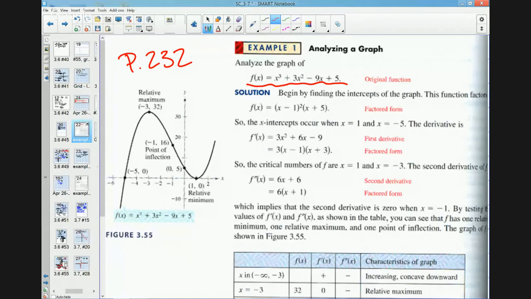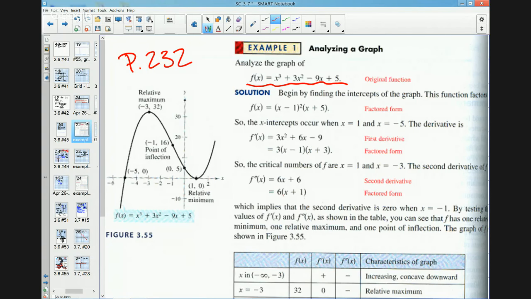How about domain? Is there anything x can't be in that function? And hopefully you see there's no restriction, right? We don't have any denominators, we don't have any square roots, we don't have any word problem restrictions, so no restriction on the domain.